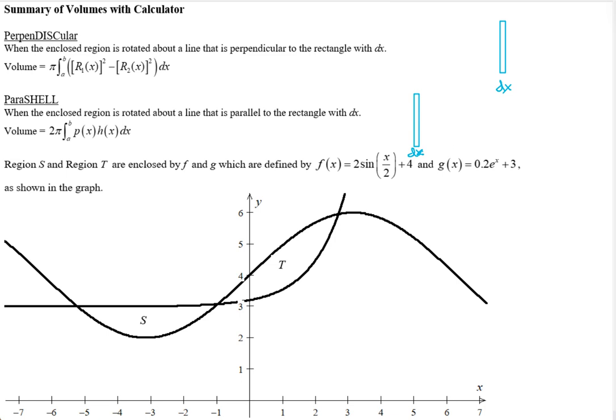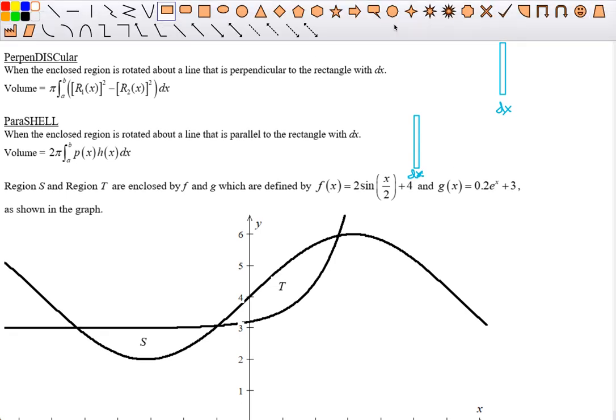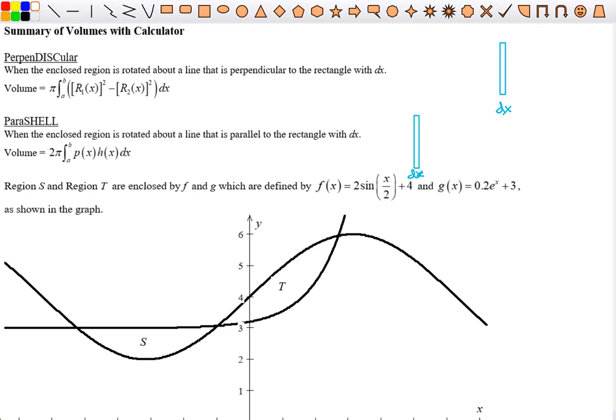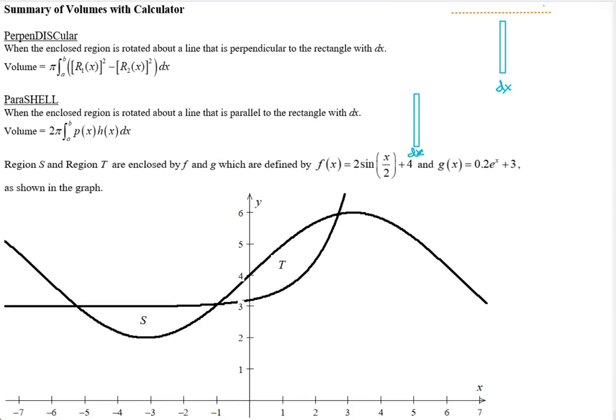which method to use. So if your axis of revolution is perpendicular to the rectangle, like this, you can remember it's perpendicular, and then that's the disk method. And with the disk method, remember we have pi on the outside, and then we need the outer radius, R1, squared. So the outer radius goes from the axis of revolution to the far end of the rectangle.